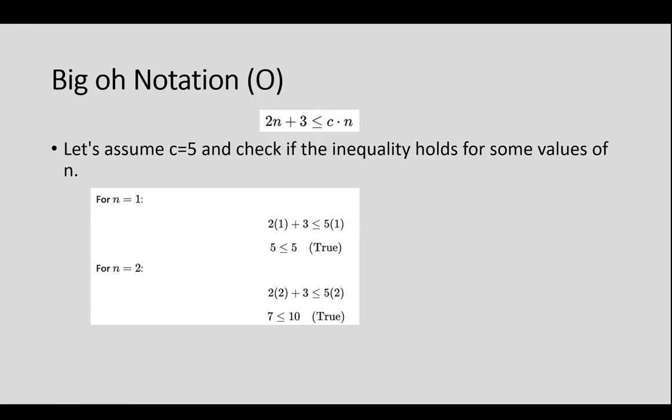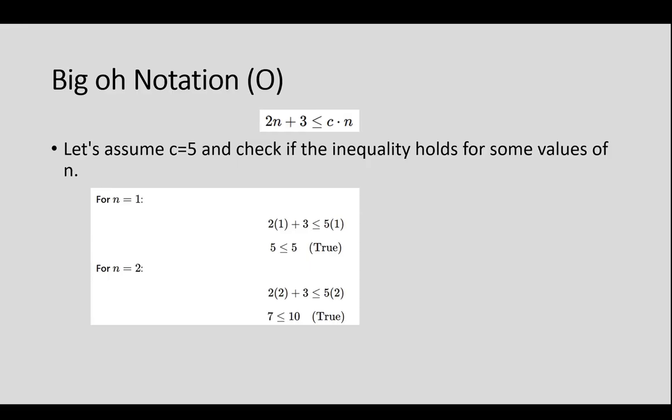So the inequality now is 5 less than or equal to 5. Both are the same, right? So the inequality turns out to be true. That is why for n equal to 1, when the number of inputs is 1, the inequality holds. So for that case, we have f of n equal to g of n.